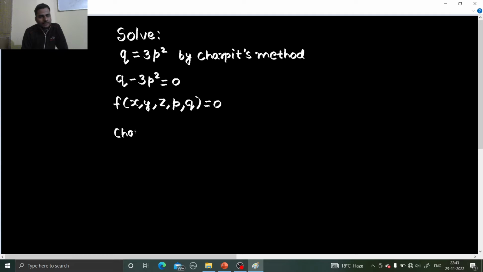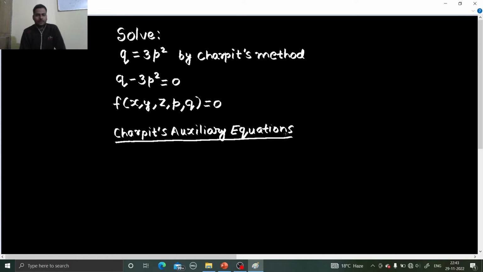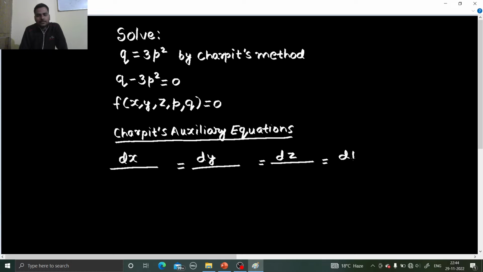Charpit's auxiliary equations is something we'll be focusing on, and this is the most important part of the problem. So dx divided by something is there, equals to dy divided by something, dz divided by something, dp divided by something, and finally dq divided by something.